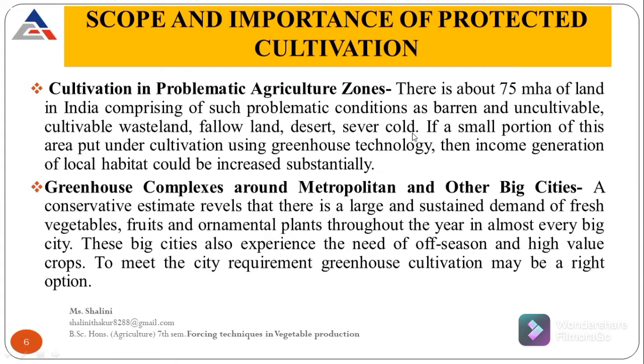Next one is greenhouse complexes around metropolitan and other big cities. The major scope is that we are seeing greenhouses everywhere. Wherever we go, we see on average 5 to 6 polyhouses within 50 kilometers around our area. Some are small, some are bigger, some have large cultivable areas, some less, but they are improving their cultivation process.